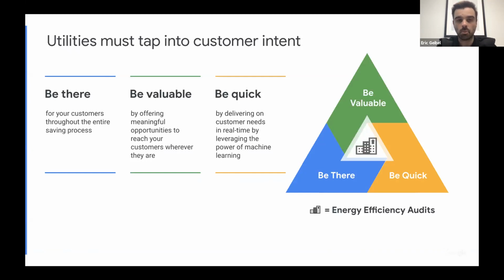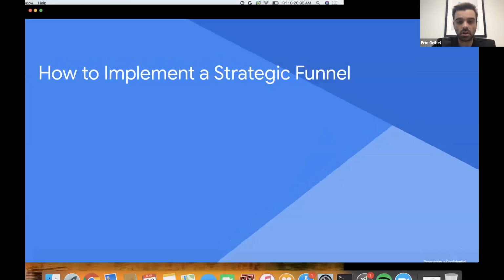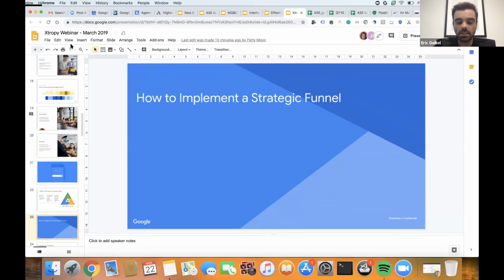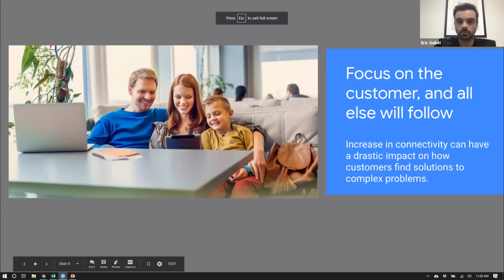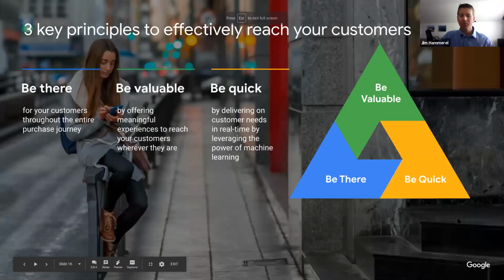So in summary, utilities must tap into customer intent by being valuable, by being there, and being quick. If you do all of this, you're going to have more effective energy efficiency audits for your business, and you are going to be a much more effective marketer and be better viewed in the eyes of your consumer. So that being said, I'm going to pass things back to Jim, and he's going to talk to you in more detail about how to put these principles into place and implement a strategic funnel for your energy and utility company. Great. Thanks, Eric.